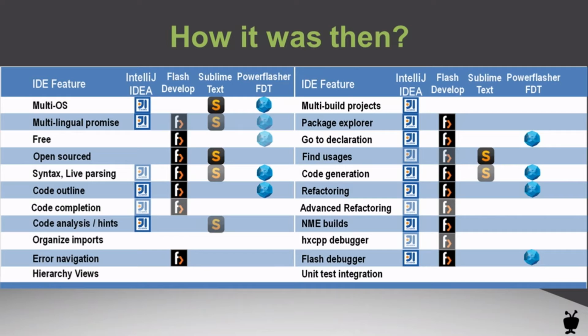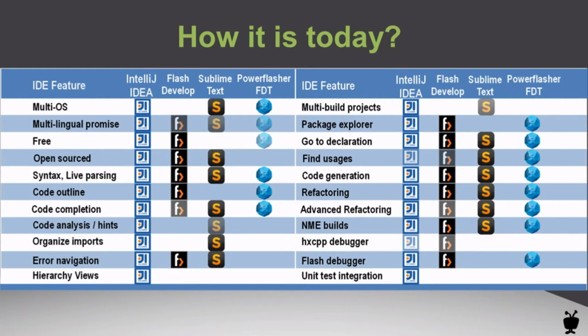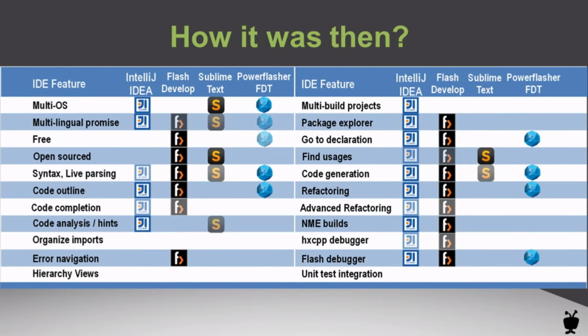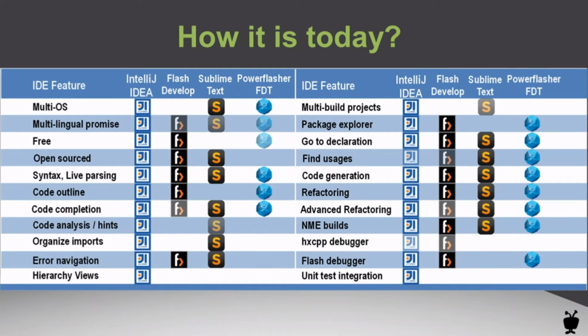Just to give you a snapshot, I showed you how it was then, and how it is today. Most of the other IDEs also have some good work done. I know Sublime Text has had pretty good work done recently for Haxe development, and FlashDevelop also. So if you see, the chart has more icons filled, and you can also see the IntelliJ IDEA Haxe plugin has more icons complete.